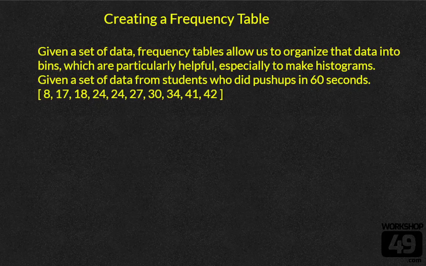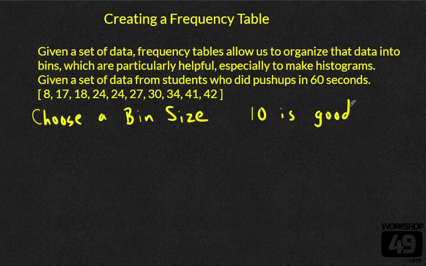Given a set of data from students who did push-ups over 60 seconds, this is the set of data that we had. And we want to organize this in a frequency table. The first thing that we need to do is choose a bin size. Now, the bin size is how wide a range we want it to be that we're going to file these numbers. Now, since these numbers go from 8 to 42, it looks like 10 is good. You could choose a bin size of 50, and they would all fit in one category. Or you could choose a bin size of 5 and need a whole bunch of categories.